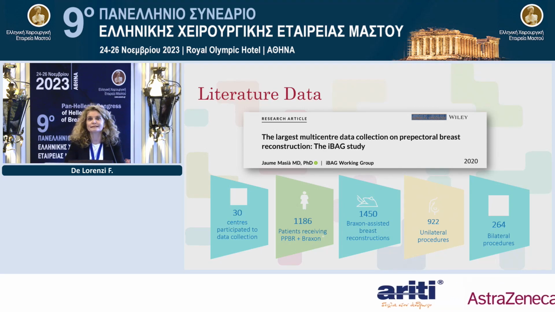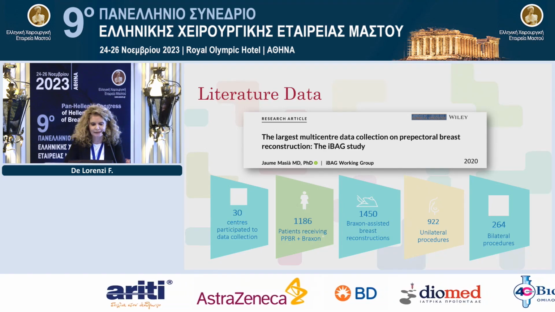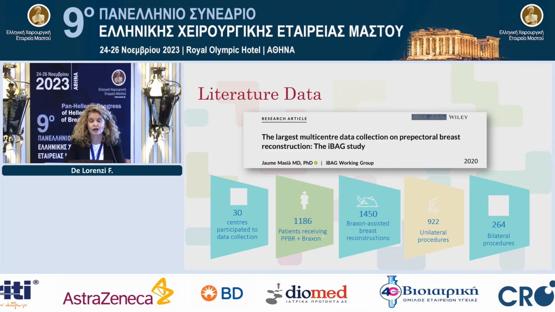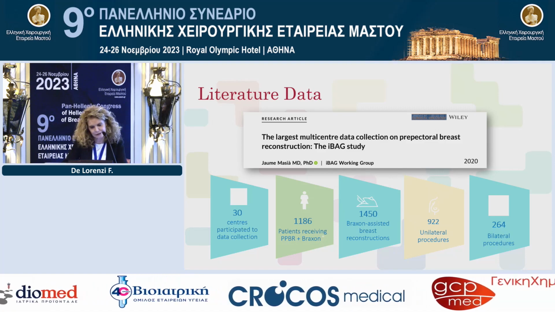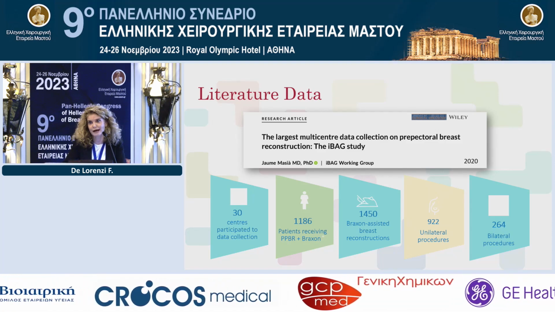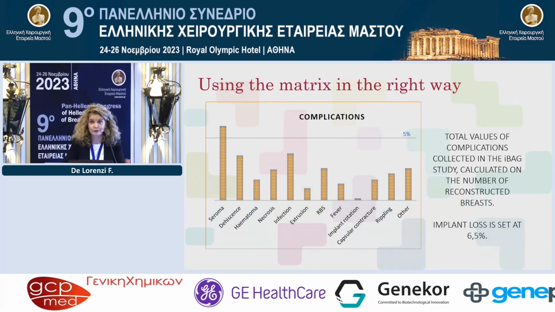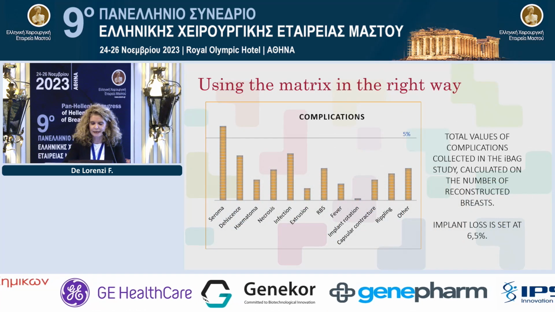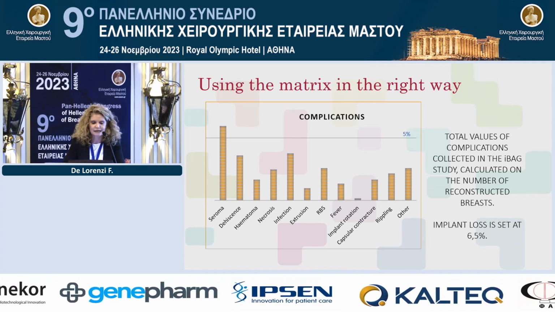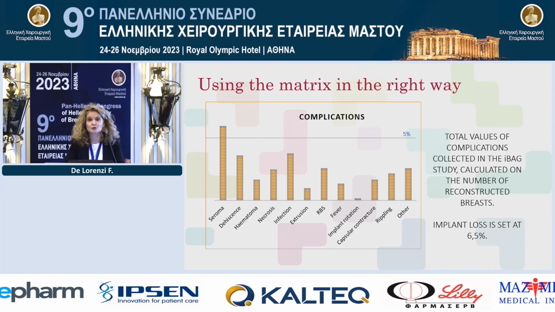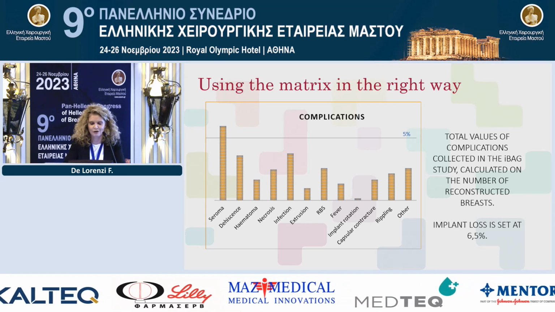And if we want to have some data from the literature, this is the IGBES study. It's the largest multicenter data collection on prepectoral reconstruction with Braxton. And it collected 1,415 procedures with Braxton. It's a retrospective study. The implant loss in this series is 6.5%. Being a retrospective study, it has some bias and maybe some information is lost.